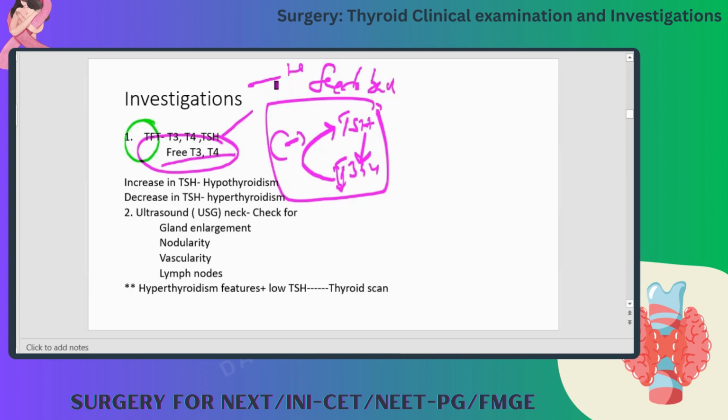Guess and tell. Hashimoto. In blood? Yeah, all these are done in blood only. T3, T4, everything is done in blood only.